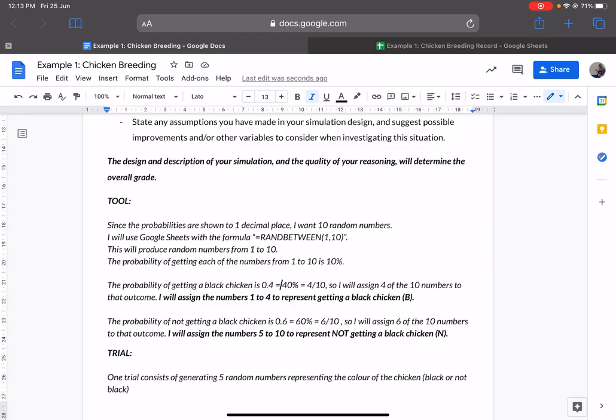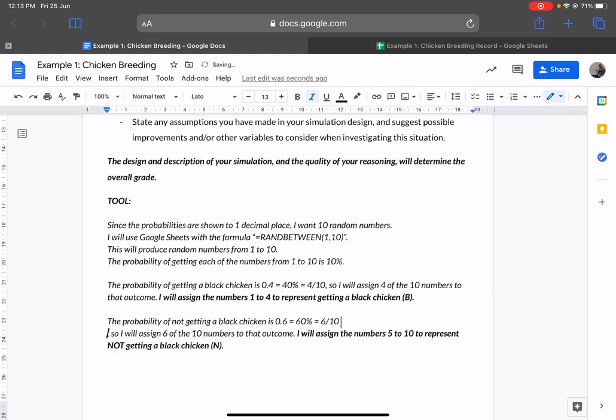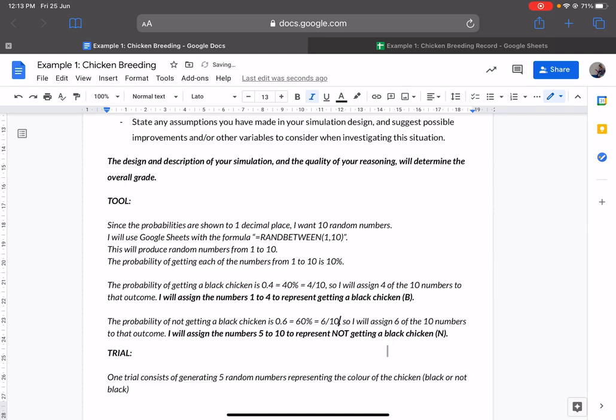So I'm going to say that the numbers 1 to 4 mean that you've gotten a black chicken, based on the probability that they found from 2015. The probability of not getting a black chicken is 0.6, which is 60%, which is 6/10. So that's 6 out of 10. So I will assign 6 of the 10 numbers to that outcome.